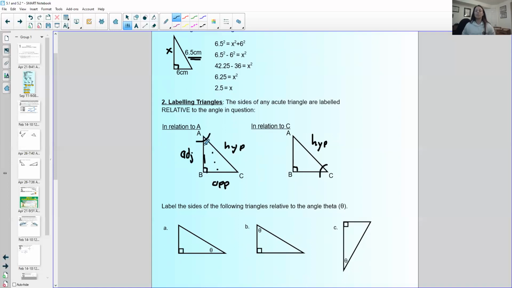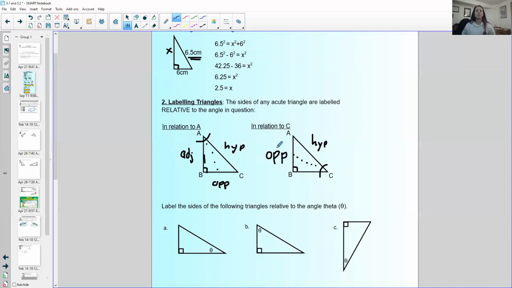Now, that's how we labeled it in this triangle. But if we decided instead to label angle C, when I look at my triangle, the hypotenuse stays the same. This side now is across from angle C. So this is my opposite.